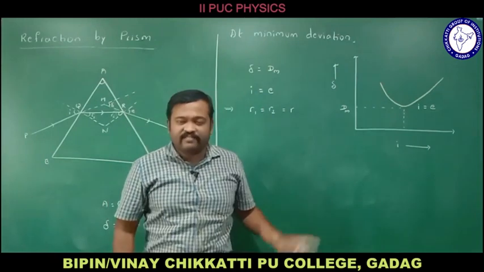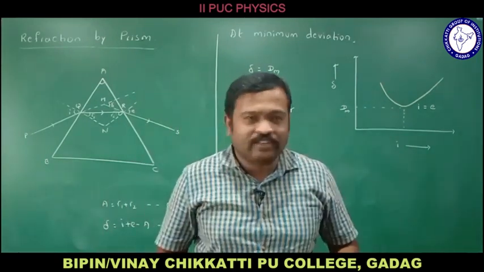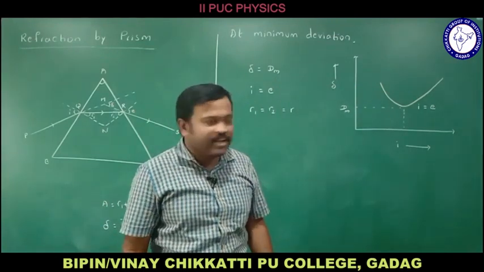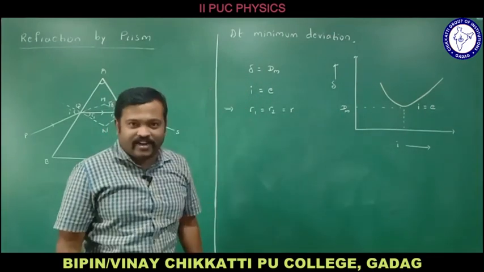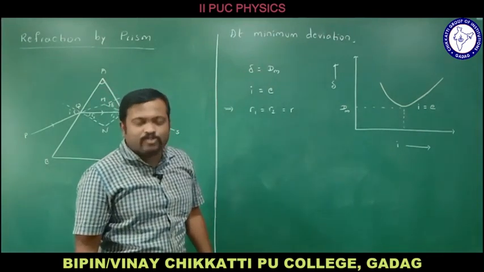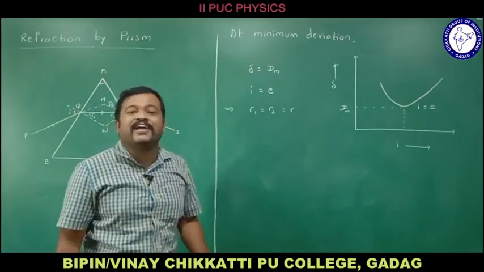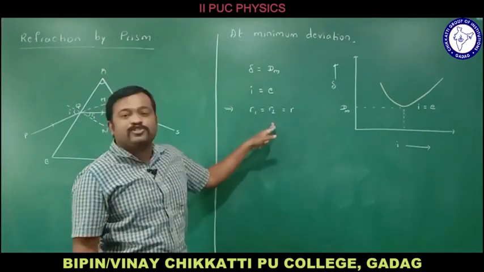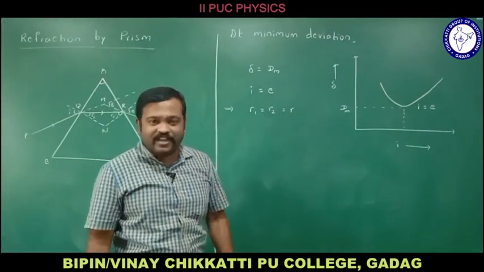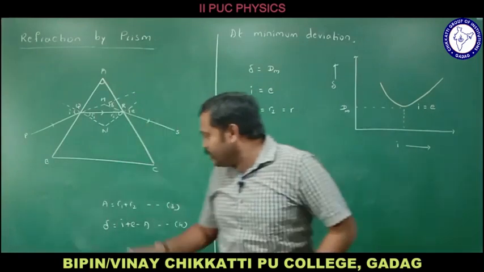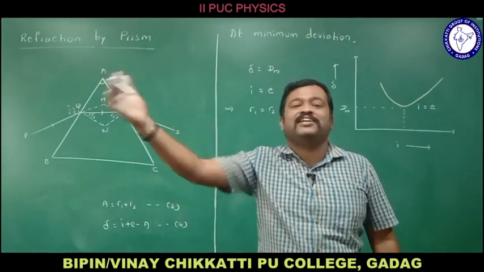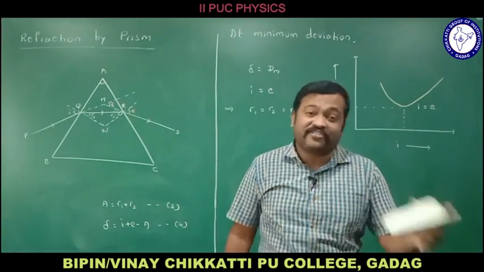So you need to understand this. When you are deriving this, this graph is a must. You need to draw this graph, and it carries 1 mark. You need to draw the graph and write the conditions beside it. At minimum deviation, delta is equal to Dm. The conditions are: angle of incidence must be equal to angle of emergence, and then R1 is equal to R2, which we write as R. Now I will apply these conditions in these two equations to arrive at the angle of incidence and angle of refraction. Then I will use Snell's law to arrive at the refractive index of the prism.